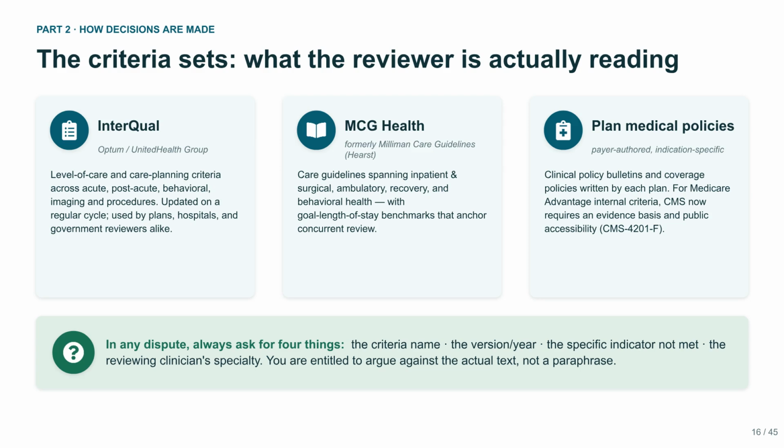Let's explore the criteria sets. 2 libraries dominate American review: InterQual and MCG Health. You also face plan-authored medical policies. In any dispute, insist on 4 details: the name, the version, the specific indicator missed, and the specialty of the reviewer. You have the right to argue against the actual text.